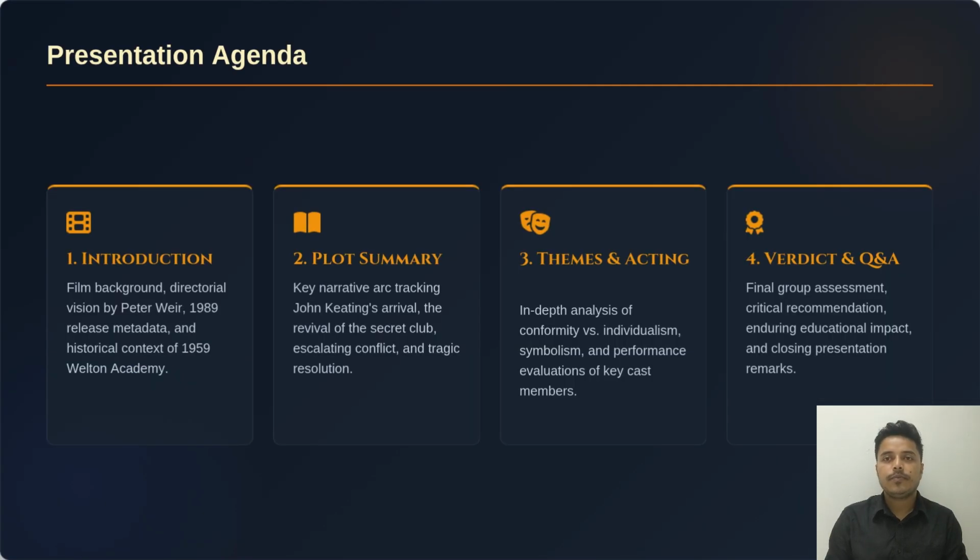This movie, directed by Peter Weir and released in 1989, is based on a true story set in 1959, and it is a drama about a strict school called Welton Academy. A new teacher named John Keating comes and teaches the boys to think for themselves and to find their own voice.